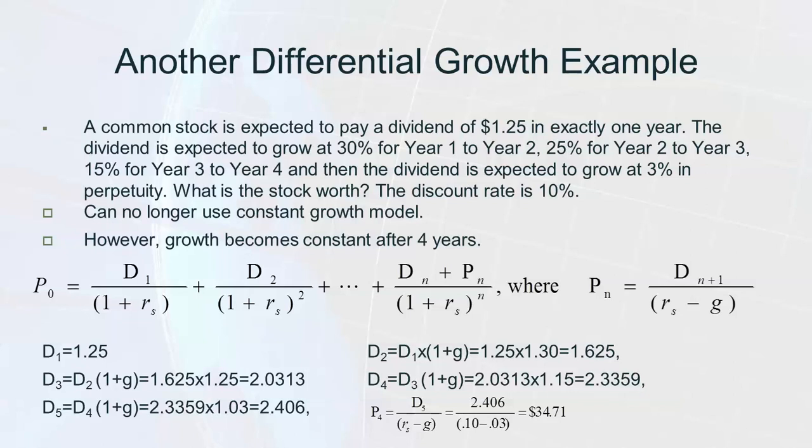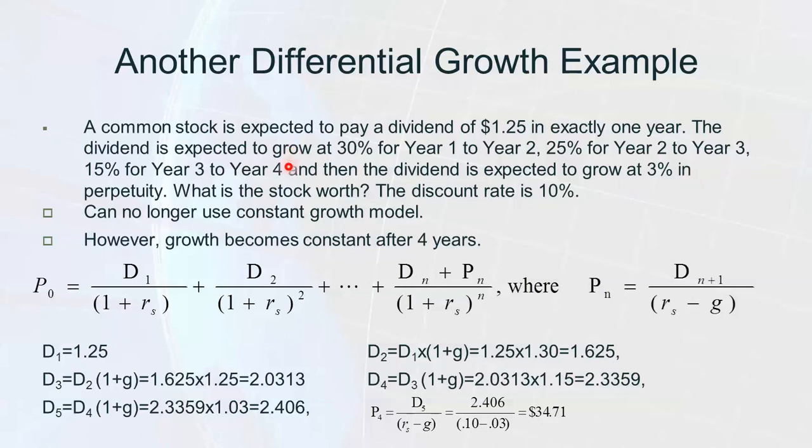Okay, so basically you're gonna find out your dividend for year 1 to 2. Your first year dividend is going to be $1.25. After that it's going to grow 30%. Okay, and after that it's going to grow 25%, and then the following year is going to grow by 15%, and after that it is going to be constant 3% forever.